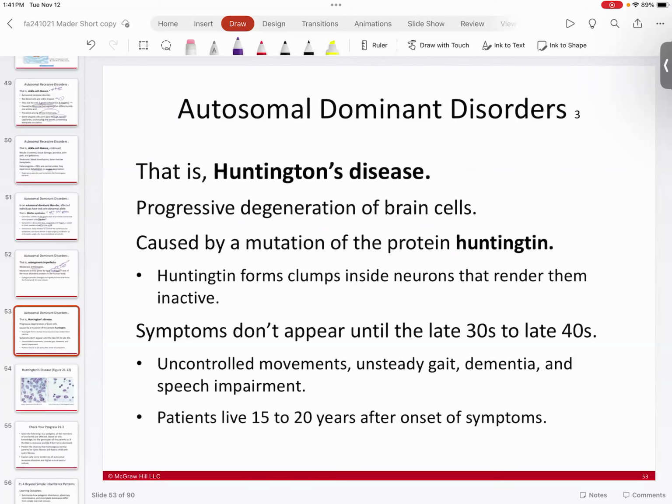Another really big autosomal dominant disorder is called Huntington's disease. This is a neurodegenerative disease. It's a wicked, wicked disease. Not that any of these are pleasant, but this one's really, really bad. And it's basically because you have a mutation in a gene called Huntington. And Huntington basically, when it's mutated, will clump up inside neurons and render them inactive. And then when they're inactive, often the neurons will die.